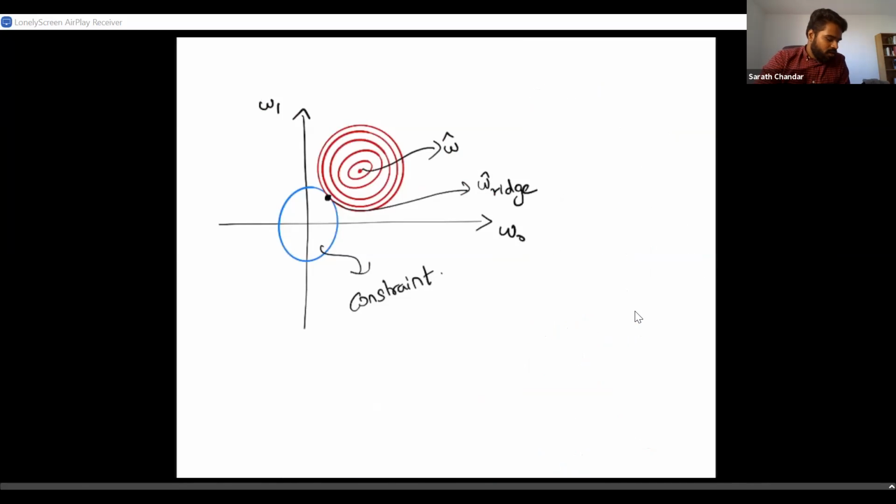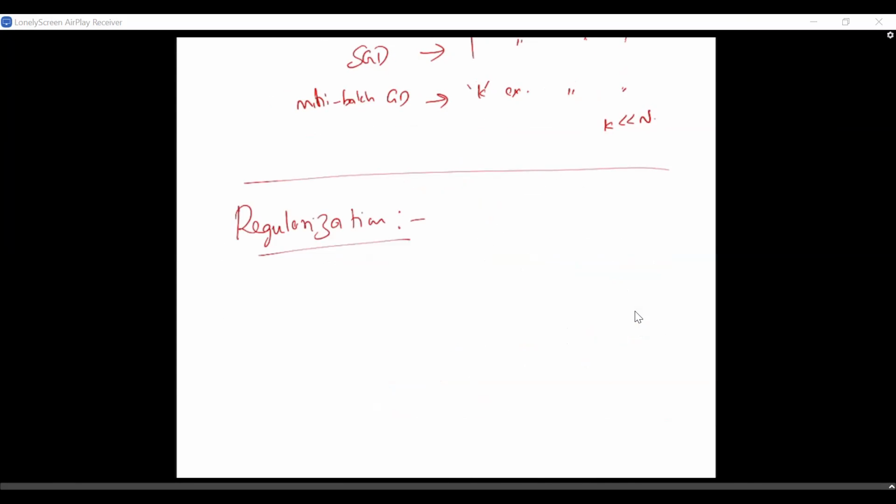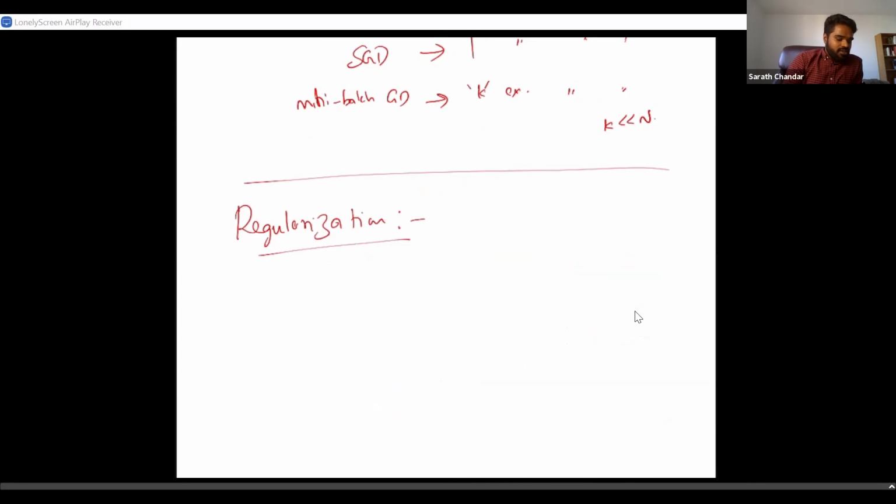Okay, so now I want to briefly talk about regularization again. Let's recap what regularization is. Basically, regularization means adding some regularization term to the error function, right? We looked at L2 regularization, and this is mostly useful in controlling overfitting.